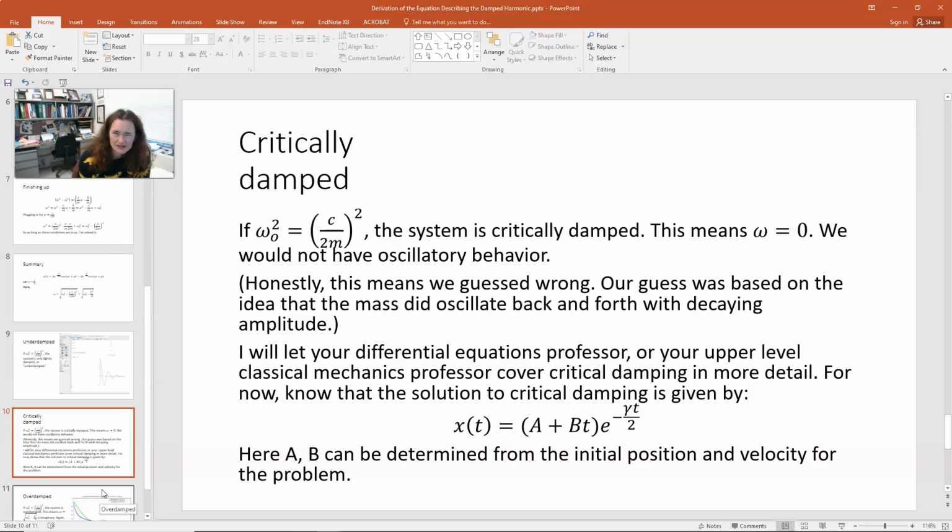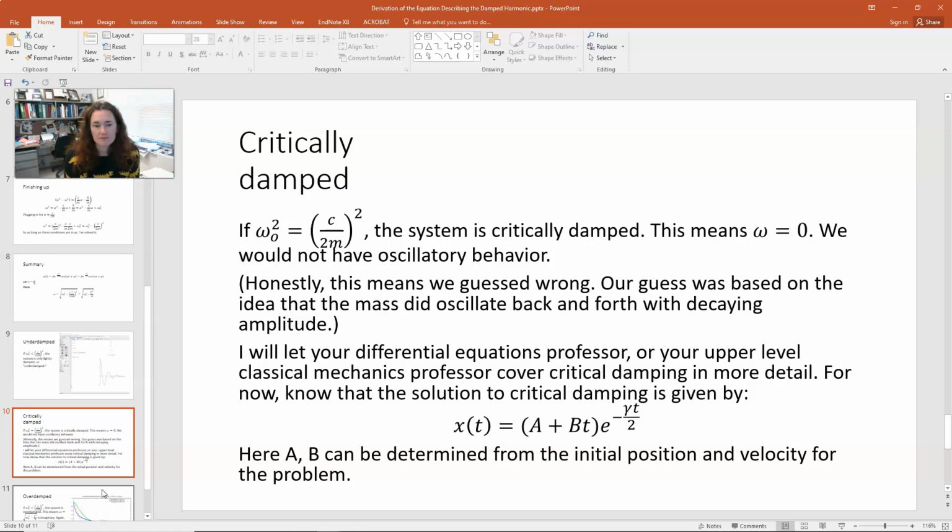So honestly, this means that our guess is kind of wrong, because in our head we pictured something decaying in amplitude and oscillating back and forth as it did. We didn't picture it not oscillating at all. If we had pictured it not oscillating at all, we would have made a different guess. We would not have included that cosine term, right?